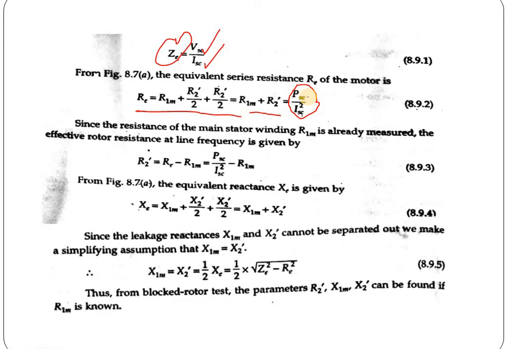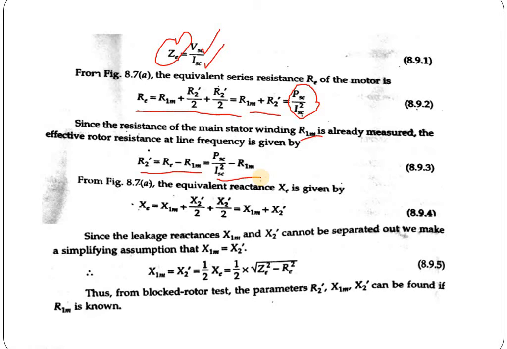Since the resistance of the main winding R1M is already measured, the effective rotor resistance at line frequency is given by R2 dash equals RE minus R1M. So here we can again calculate the value of R2 dash by calculating P by ISC square minus R1M.